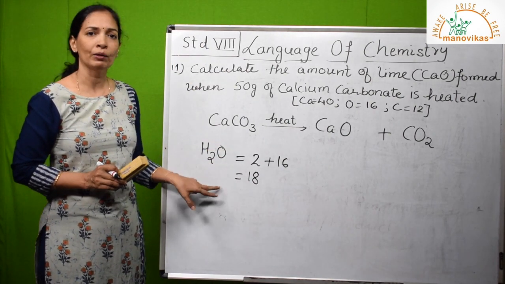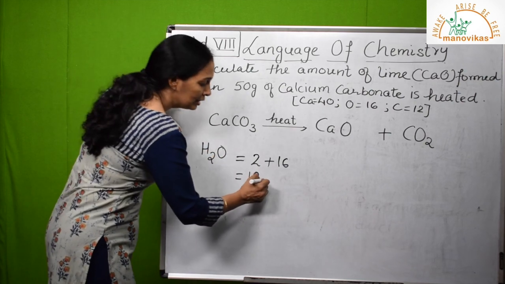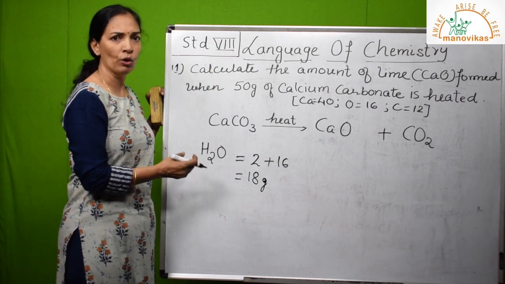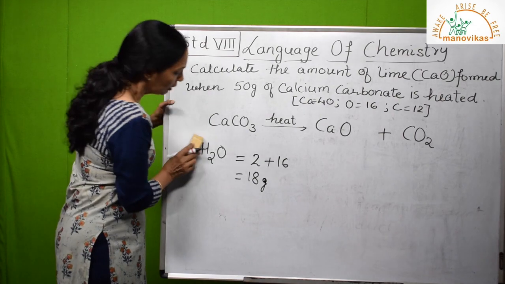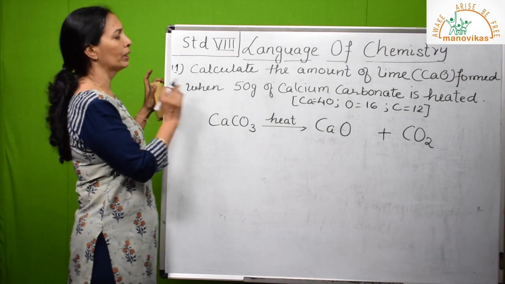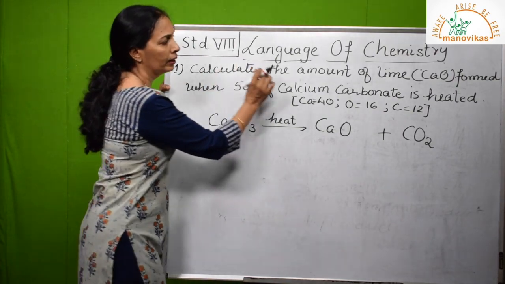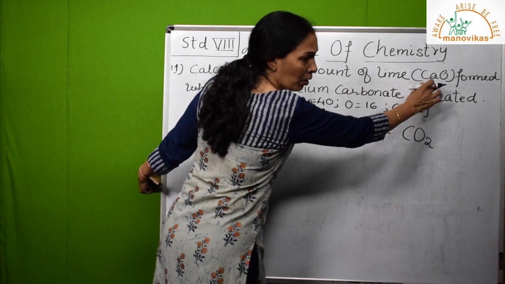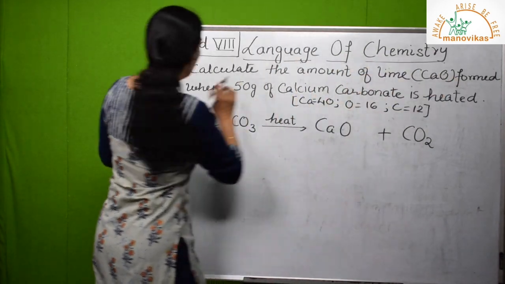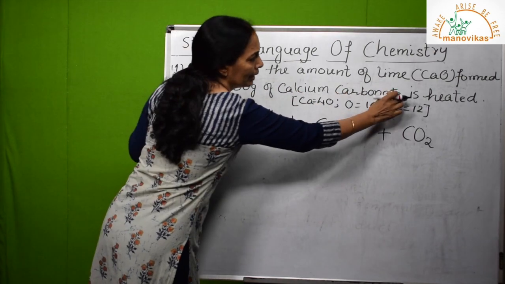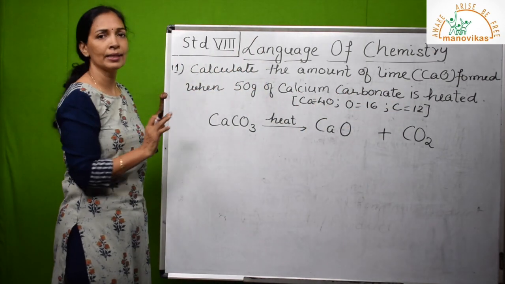For numerical calculation, we write g grams over here to mention the mass, the weight of the substance taken. So we will apply this and solve some numericals. Let us see this numerical. Calculate the amount of lime, that is calcium oxide, formed when 50 grams of calcium carbonate is heated. Okay, this is the question.